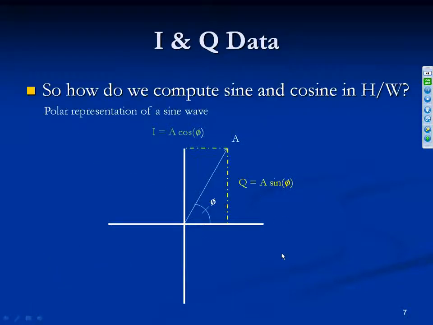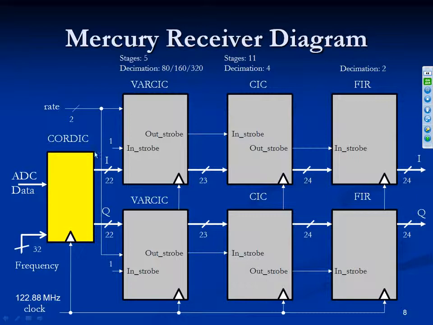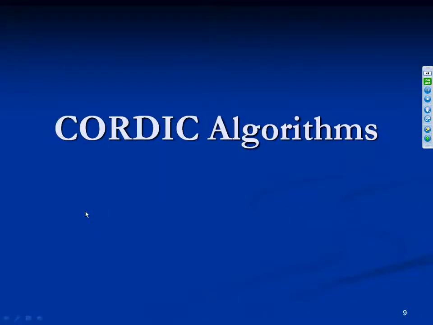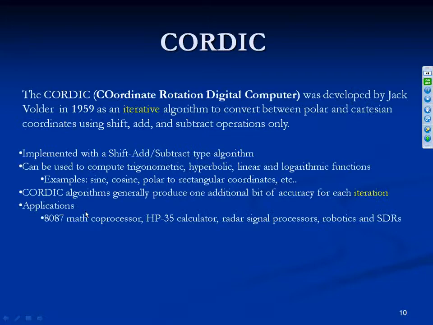Okay? So how do we compute sine and cosine in hardware? We're going to talk about that today. So this is where the CORDIC function can come in. We can actually do it using a CORDIC function. So let's look at CORDIC algorithms. The CORDIC, or the Coordinate Rotational Digital Computer, was developed by Jack Volder in 1959 as an iterative, and that's important, iterative algorithm to convert between polar and Cartesian coordinates using shift, add, subtract operations only. Okay, no multiplies.